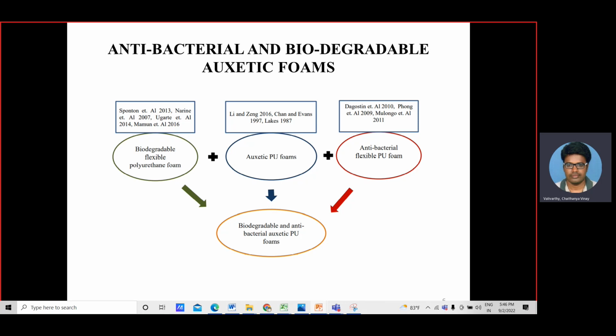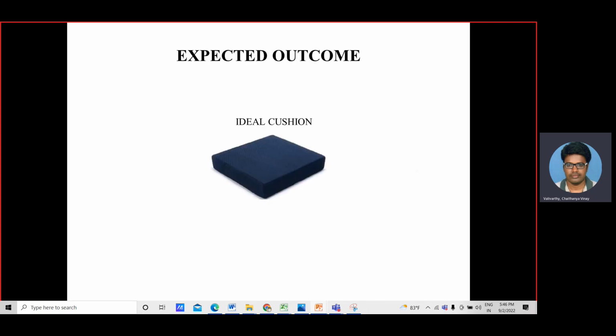So our expected outcome, I think we almost reached it, but we still say expected outcome because there is a need to do a lot of tests in order to confirm before going to the human trials. I can say that we have reached up to 90% of the output. Before going to the human trials, we need to do some more tests.